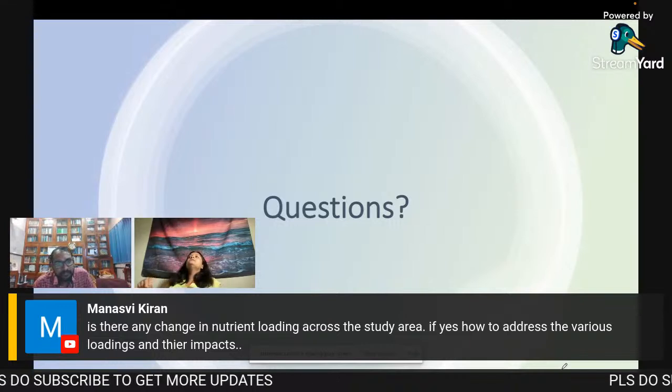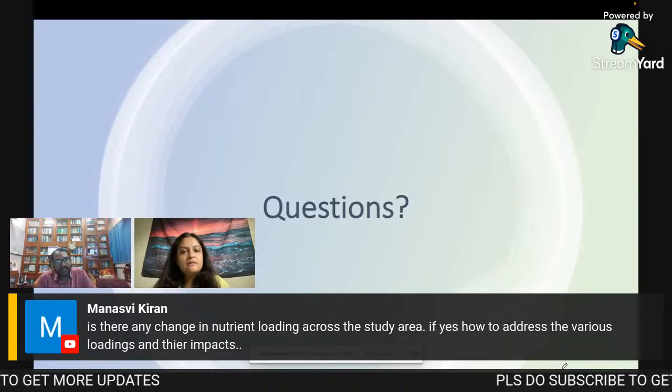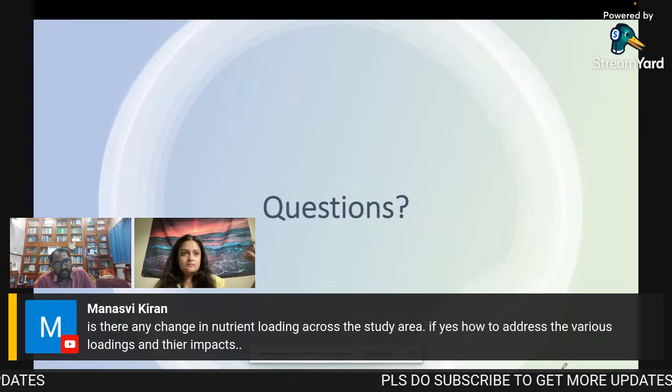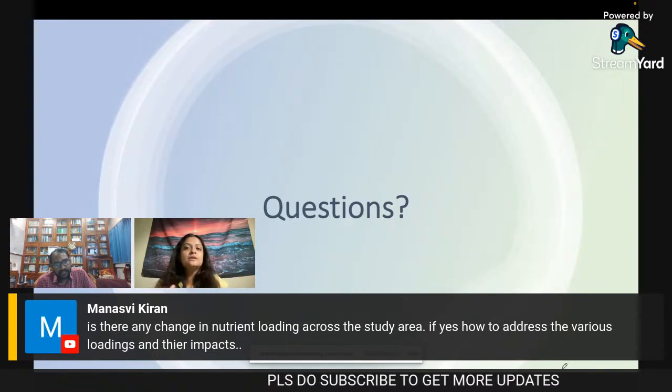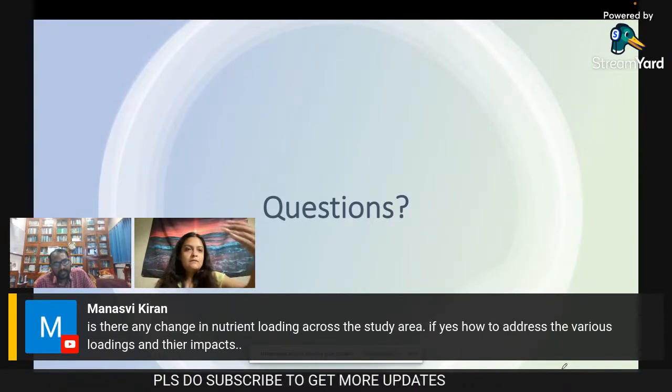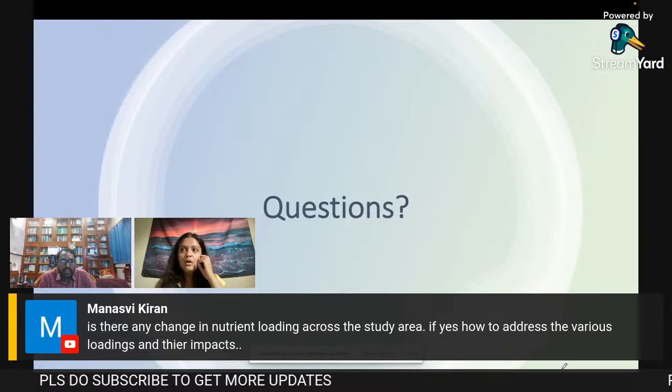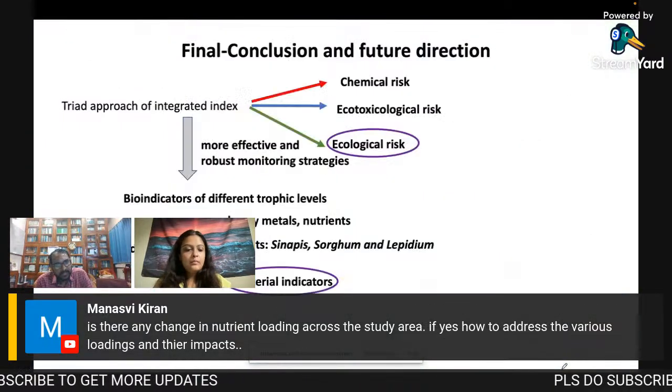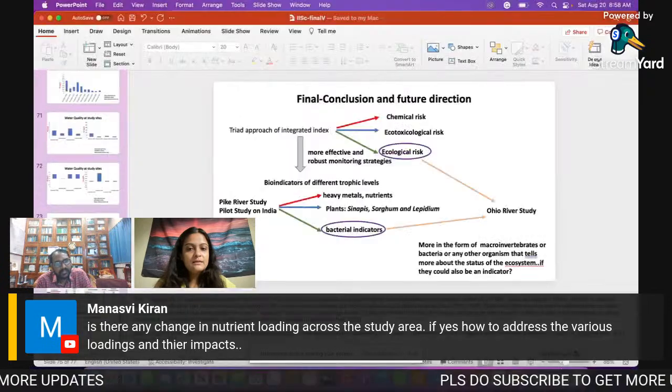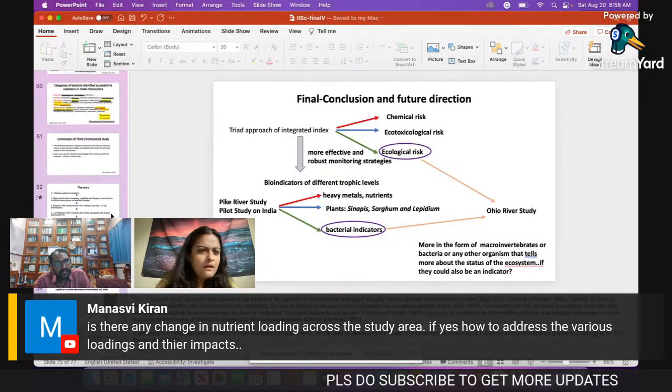Okay, yeah. So across the study area, yes, there would be different kinds of nutrient loading, and nutrients can be loaded differently even at different wetland sites. So, for example, let me go back to one of my initial slides.